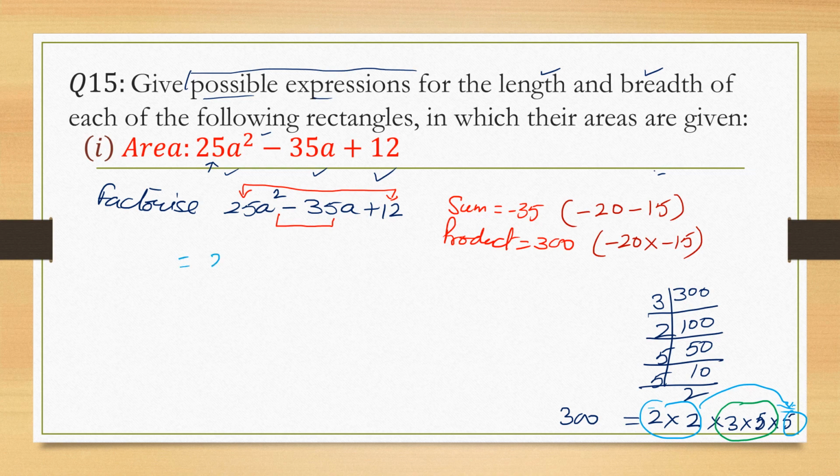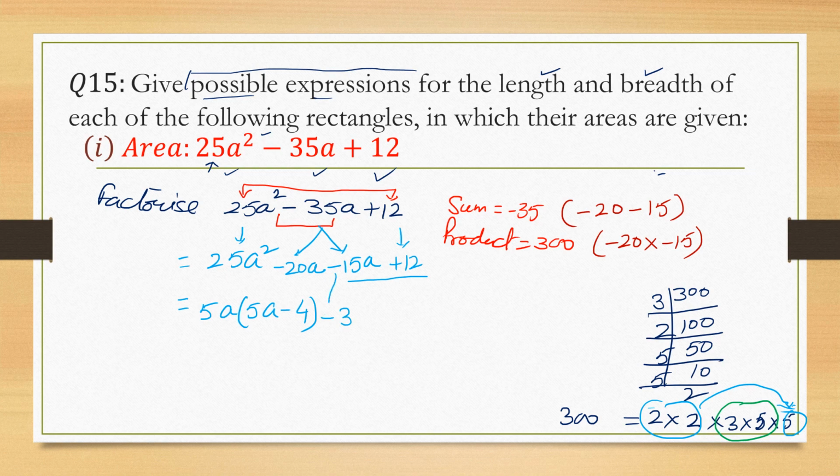So first term as it is, let's split the middle term. Minus 35a can be written as minus 20a minus 15a and the last term plus 12 is as it is. Now from the first two terms we can take 5 and a common. After taking the common we get 5a minus 4 in the bracket, and from the last two terms if we take something common it will be minus 3.